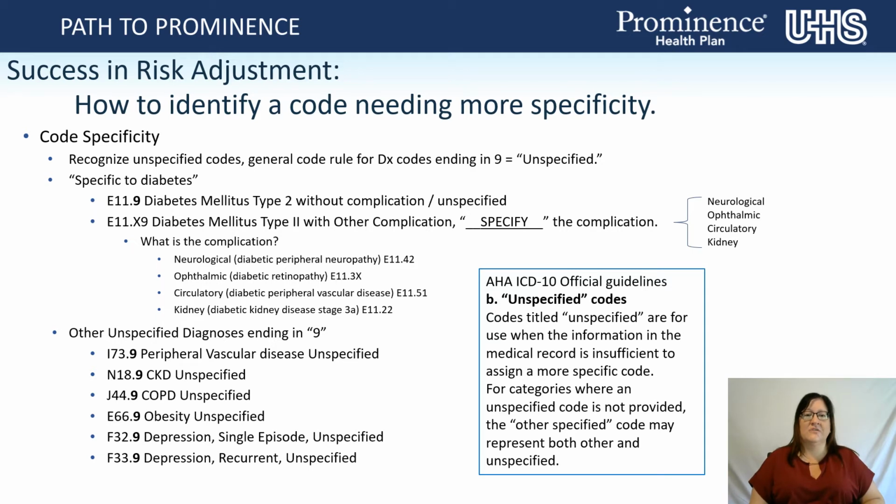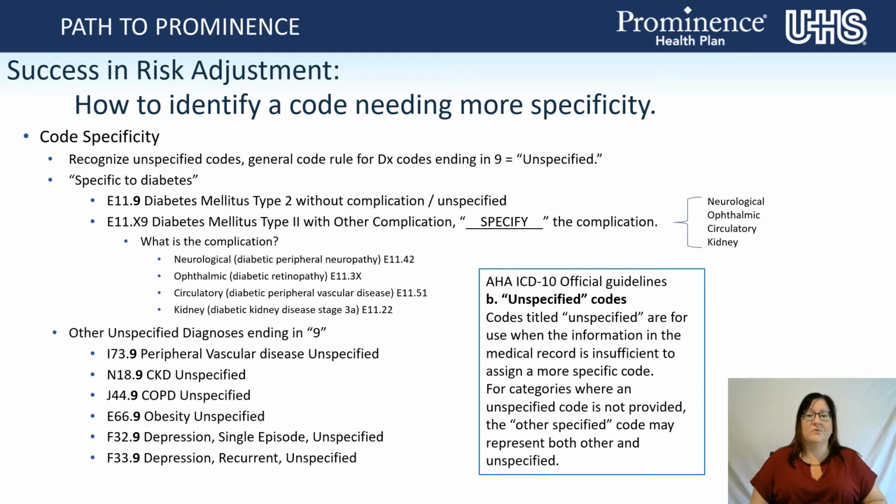You can see here there's an example specific to diabetes. E11.9 defaults to diabetes mellitus type 2 without a complication, and that's really considered unspecified. We also have, sometimes, where we'll see E11.x9, which is diabetes mellitus type 2 with another complication. It might say neurological complication or circulatory complication, and what we want to do is further specify that out. Ask ourselves, what is the neurological complication? Is it diabetic peripheral neuropathy?